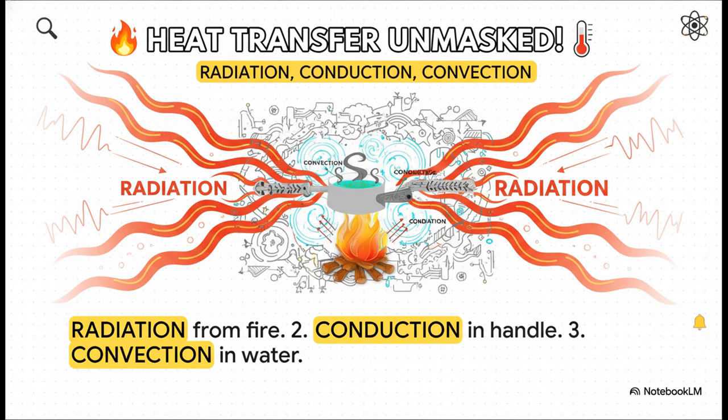Here's the breakdown. Number 1, electromagnetic waves, that's radiation, travel from the flames to the pot, heating its surface. 2, that heat then travels through the solid metal of the handle, that's conduction. And 3, inside the pot, convection currents are swirling that water around, distributing the heat throughout the liquid. Boom, all three at once.